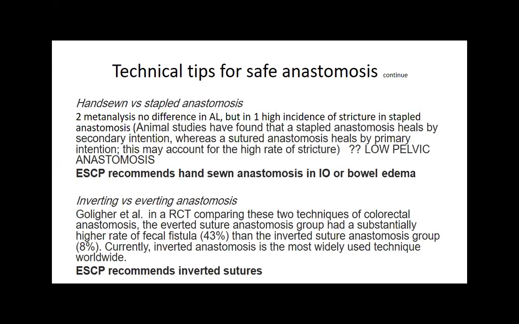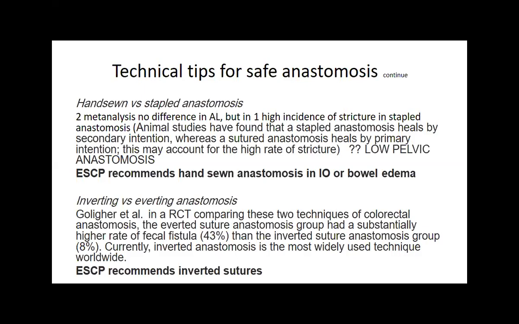And this is the other question. Stapler or hand-sewn? In two meta-analyses, one of them shows the incidence of stricture was higher with circular stapler end-to-end anastomosis. They claim in animal studies that this may be because stapler anastomosis heals by secondary intention and hand-sewn heals by primary intention. So at least I cannot say that stapler anastomosis is superior. If it's not inferior, at least it's not superior to hand-sewn anastomosis. So again, in intestinal obstruction or edema, use sutures. For example, for low pelvic anastomosis or severe anastomosis, you cannot do good hand-sewn, so you are obliged to use the stapler anyway.